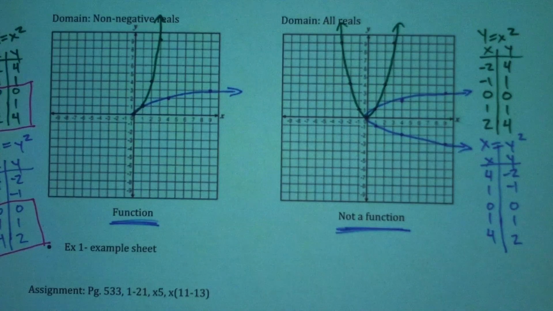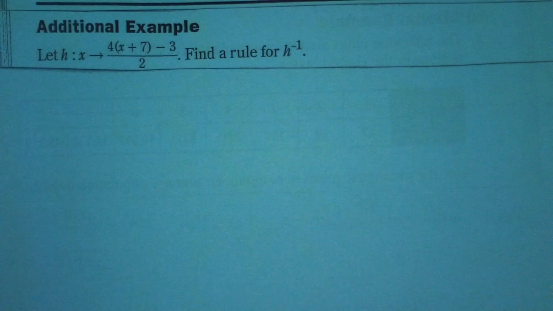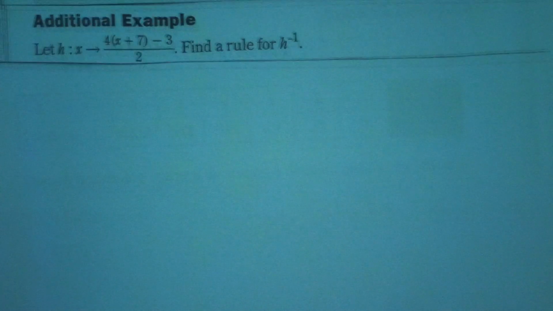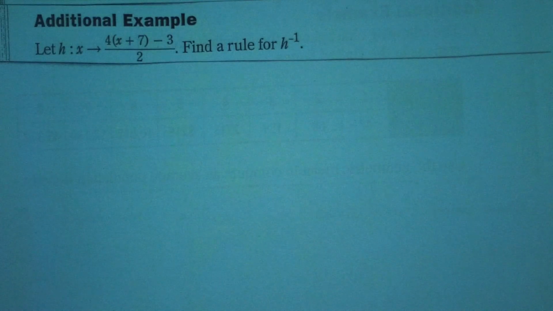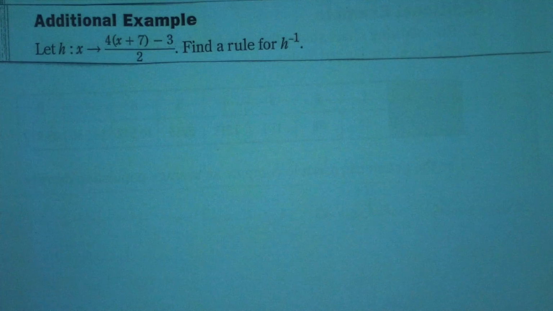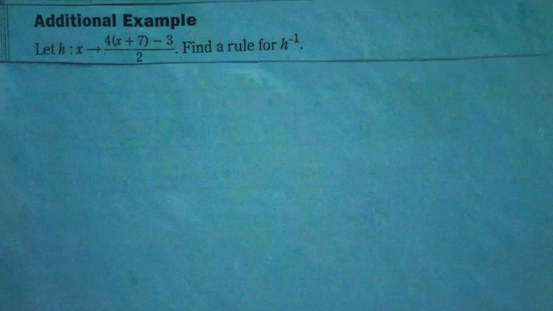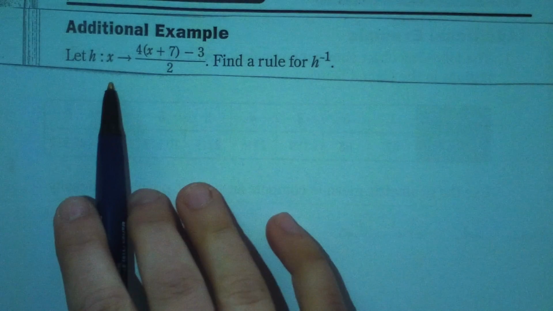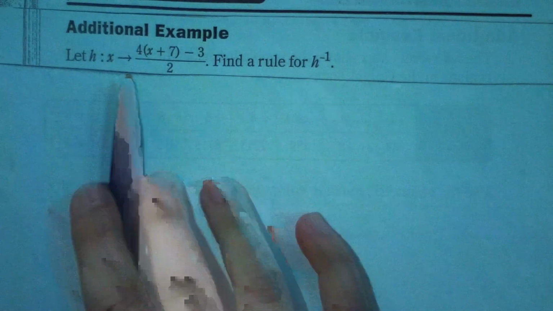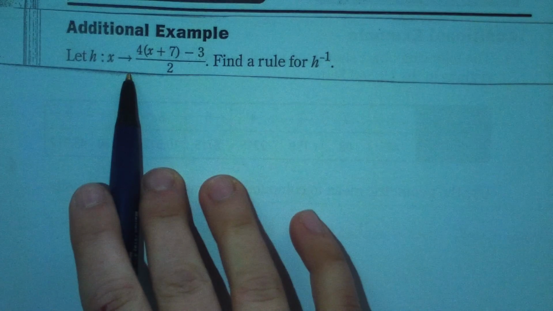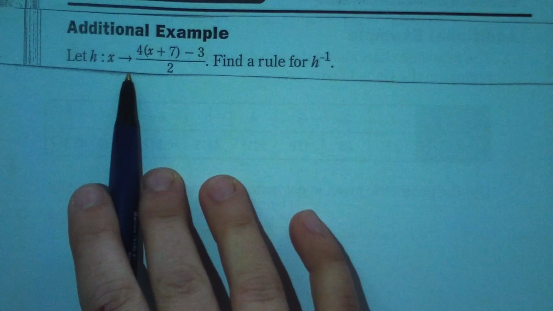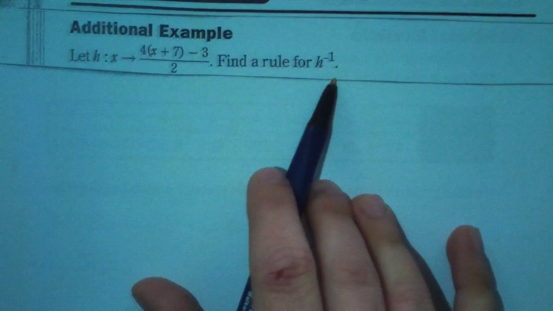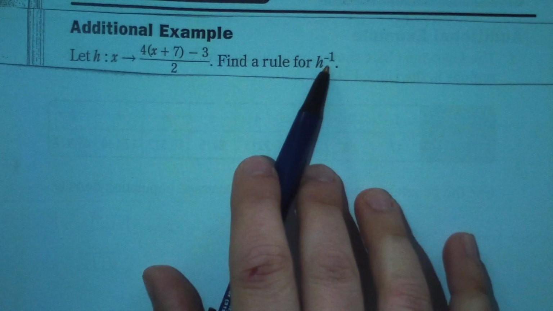So if we're starting off here, h of x is 4 parentheses x plus 7 minus 3 over 2. When we're talking about switching our x and y, we know h of x is similar to the y. It doesn't say y, but in our concepts, it's the same thing if we're switching stuff. So like I said, it's easier to simplify this a little bit first. We could take that 4 and distribute through there to make it a little bit more simplified.